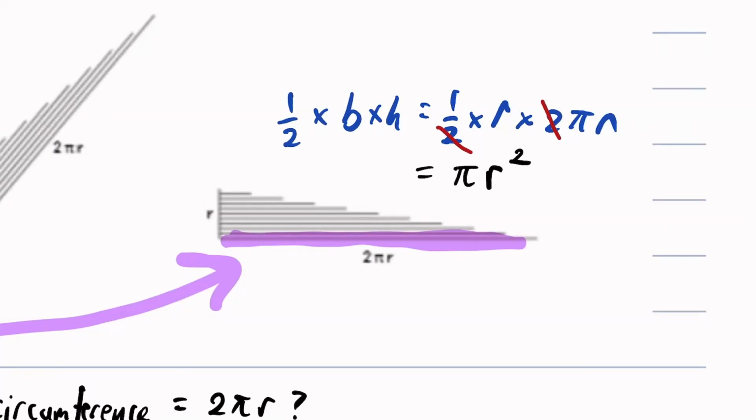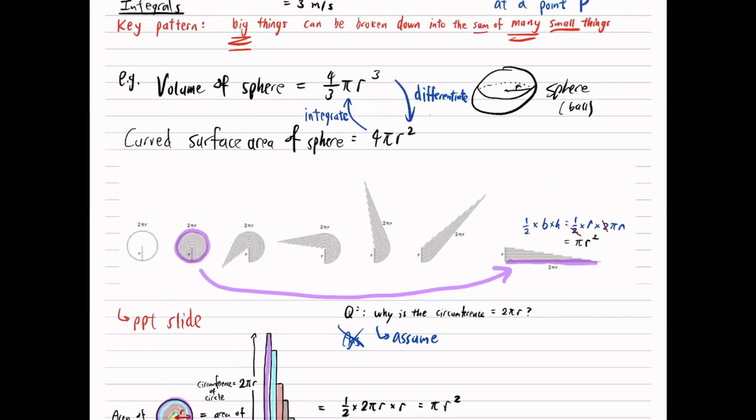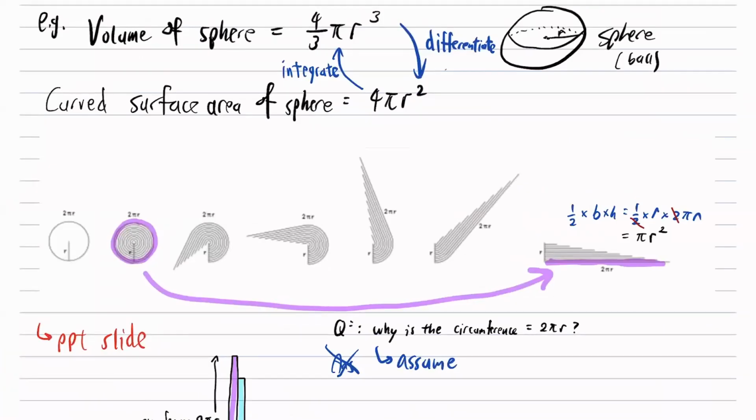Okay. So that means that we can find the area of a circle by using this procedure, chopping it up very finely into many tiny pieces. And that is the idea behind integration. Integration is just a sophisticated way of doing this procedure.